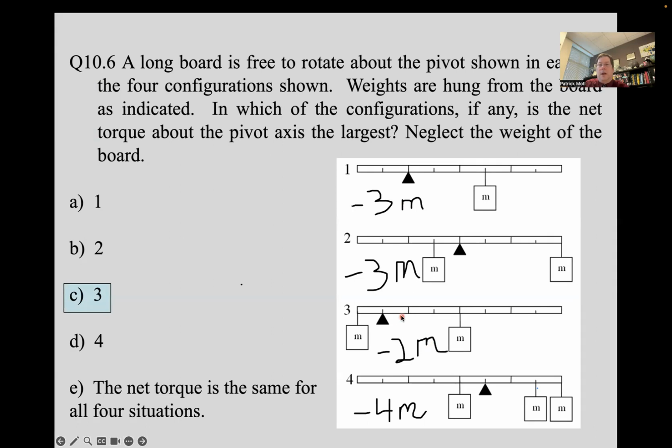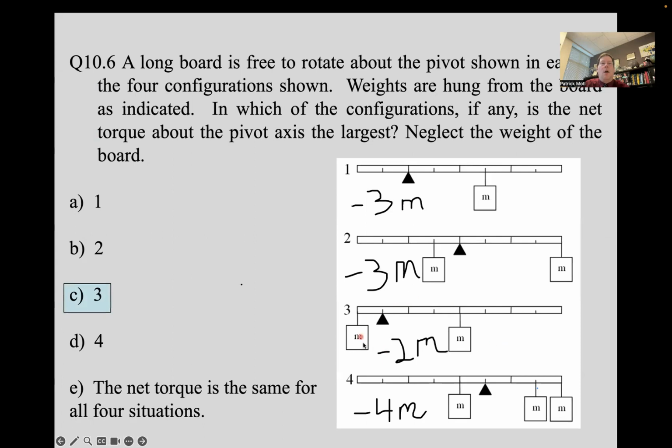In case 3, I've got 1, 2, 3, minus 3M plus 1M is minus 2M. So far that's tallest of all. And then in the last case, I've got minus 2M, a minus 3M. So far on the right-hand side, I have a minus 5M. On the left-hand side, I've got a plus 1M. So minus 5M plus 1M is minus 4M.